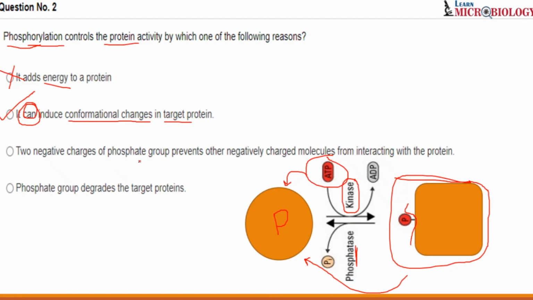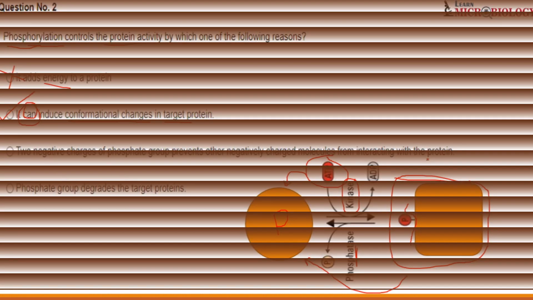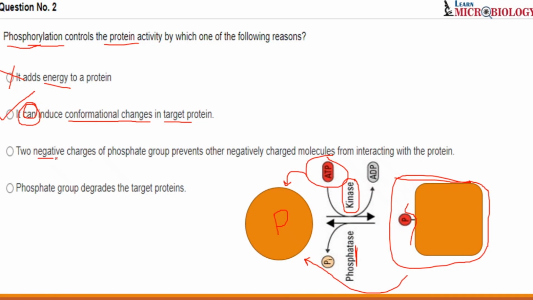Two negative charges of the phosphate group prevent other negatively charged molecules from interacting with the protein. As we know, phosphate has negative charges. Phosphate has bonds with various oxygen atoms, and when these oxygen atoms are negatively charged, it's natural to feel that phosphate's negative charge makes this the right answer. But here it is not, because these negative charges do not prevent others from interacting with the protein. This is not the correct option.